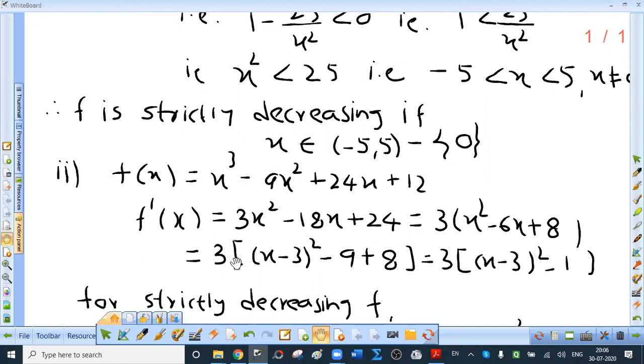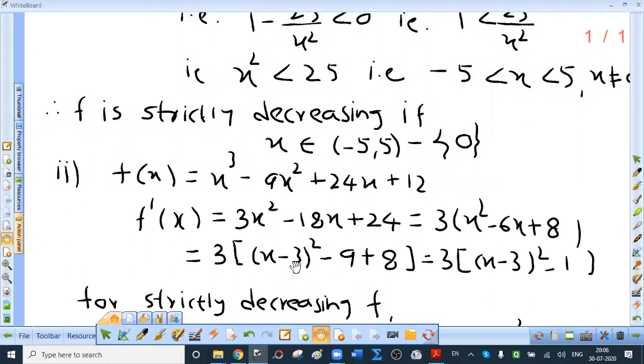Now x square minus 6x. See, I am talking about these two terms. This can be the perfect square of what? X minus 3, squared. X square is present, minus 6x is present, plus 9, which is not there. So I subtract 9. But originally plus 8 was there. So I have to write that. So effectively this is 3 into, in brackets, x minus 3 bracket square minus 1.